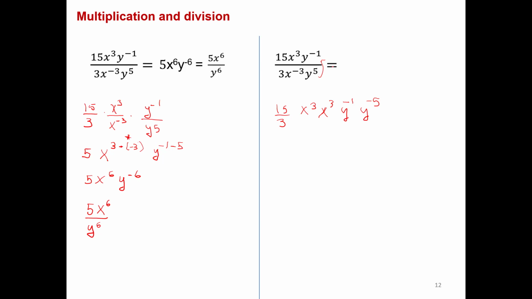Then 15 divided by 3 is 5. Now we have the same base, x. We add the exponents. 3 plus 3 is 6. y, negative 1 plus negative 5 is negative 6. And we can rewrite this one like that. And both answers are correct. You can solve either in the first way or the second way. Both ways are correct. It is the way you prefer. And this is all I had to discuss in this part.